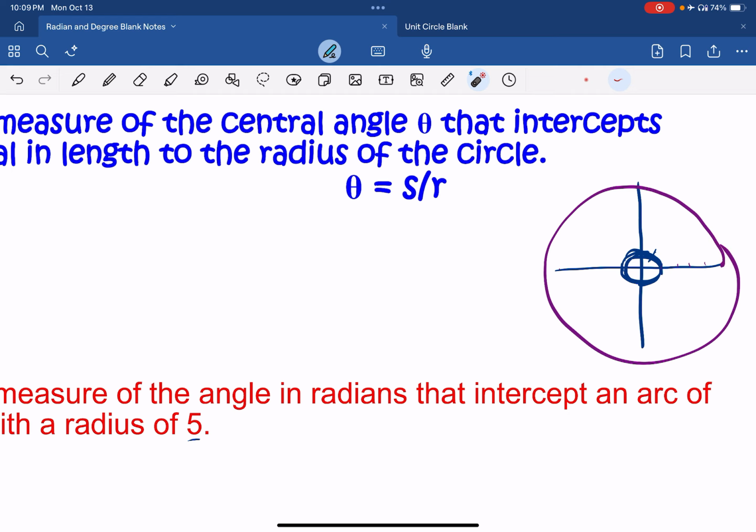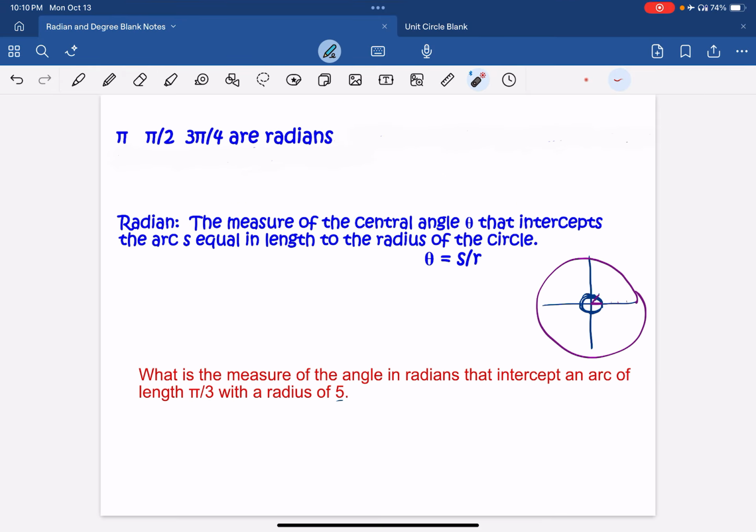So if you look at it closely, this angle here is not going to be the same measurement as the angle formed from measuring out pi over 3 on a bigger circle. This angle is going to be much smaller than this angle here. So just to put that in perspective, let's get back to our problem and find that angle.